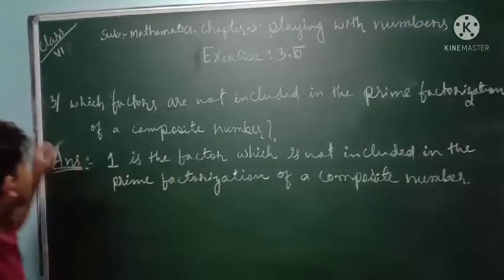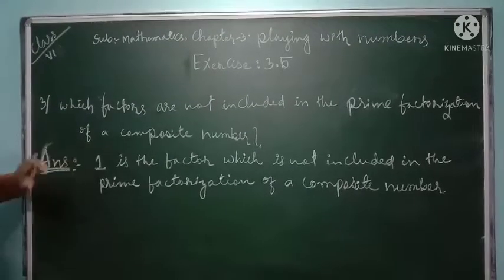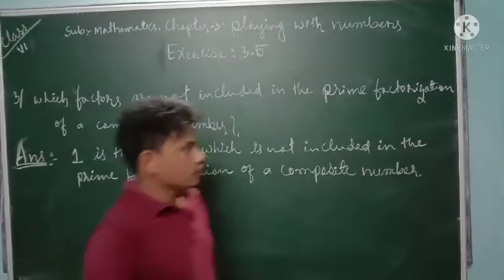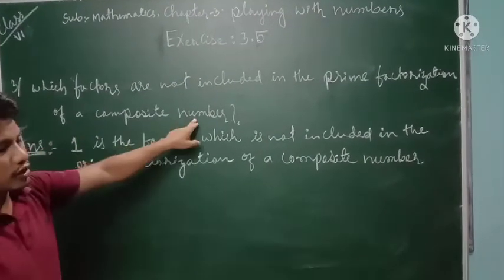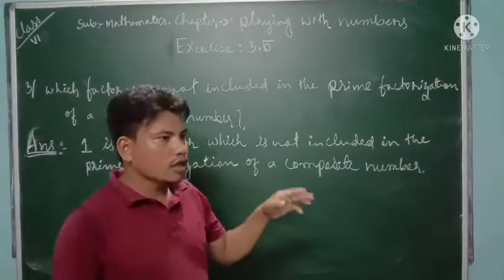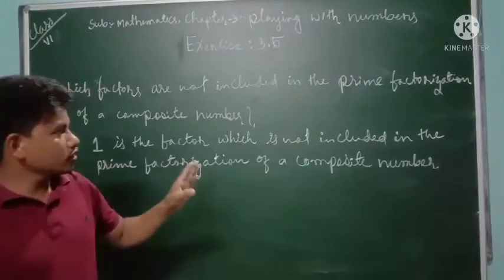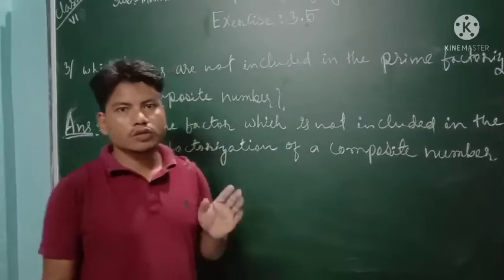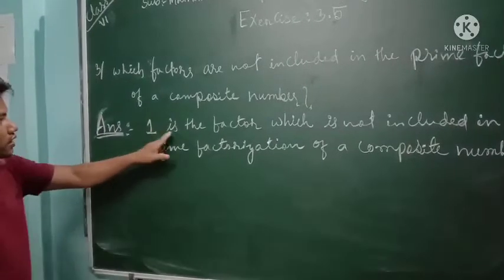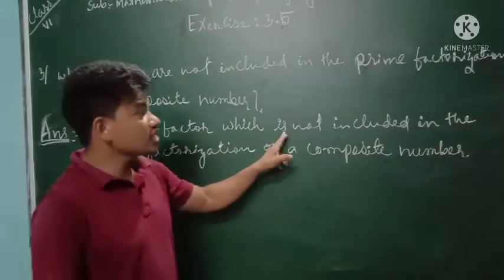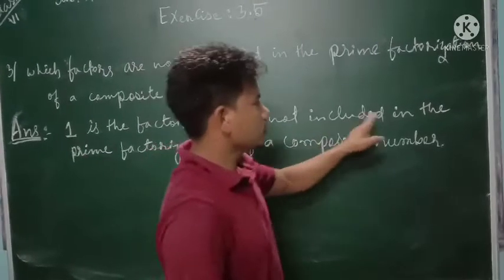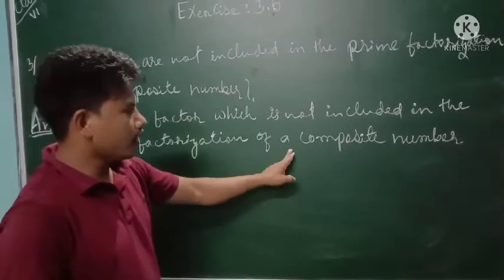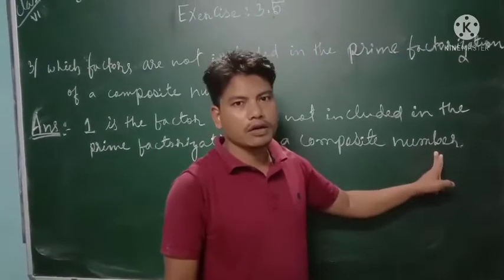So students, now question number 3. Which factor is not included in the prime factorization of a composite number? Do you know, students? In composite numbers, one factor is not included. So we can write that 1 is the factor which is not included in the prime factorization of a composite number.